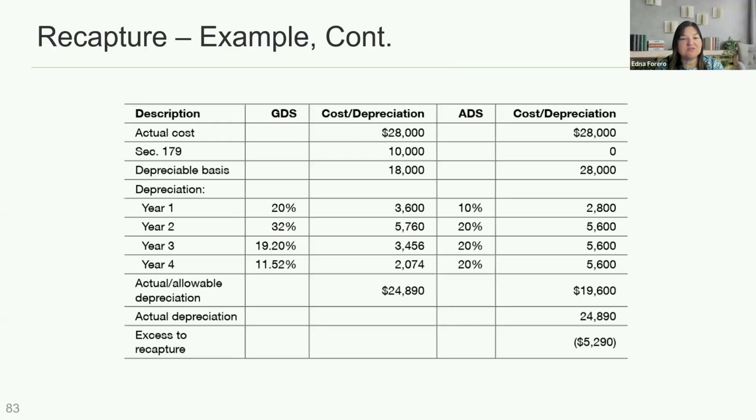And we see that until year 4 at $20,074 for GDS, and for the ADS, it's $5,600. So the actual allowed or allowable depreciation in this case, the actual amount was $24,890. And the actual depreciation cost you'll see is listed there as well. But we need to recapture the difference between the ADS and the GDS, and that's $5,290. That's the difference between the two, because the business use dropped below 50% for that time period.